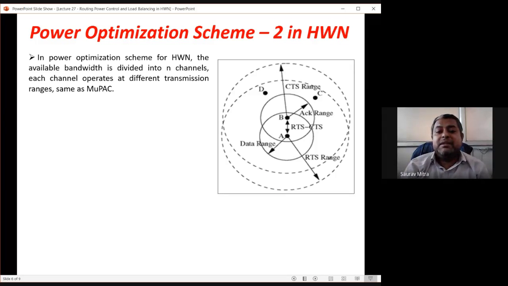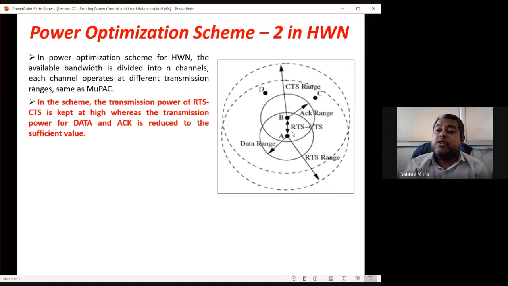So this is one power control scheme. Second power control scheme, the same diagram you can check here. A is transmitting RTS with a bigger power and data with a smaller power. Similarly, B is transmitting CTS with bigger power, bigger radius, but acknowledgement with a smaller radius. So this was our last topic in case of MAC protocol. In power control MAC, or in case of the basic protocol, we have seen the same thing: RTS and CTS are transmitted with higher power, and data and acknowledgement are transmitted with lower power.